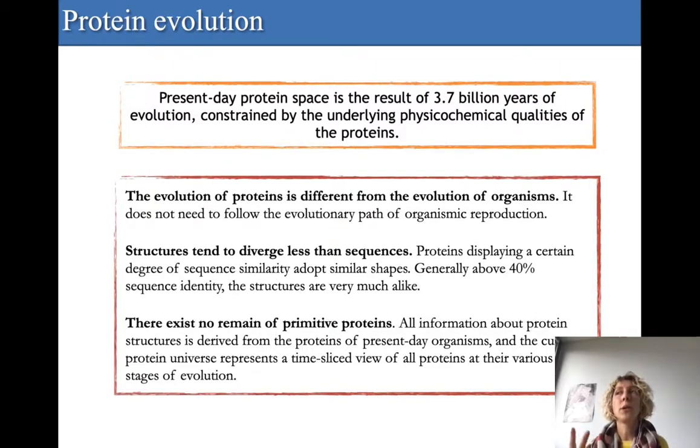If you have 2 sequences that share 40% sequence identity, they will have the same structure basically. And there remain no primitive proteins, so we are always trying to infer, trying to predict what was there before. But what we see now, even folds of ancient origins, they have evolved, and what we see is just present-day proteins, and this should be clearly kept in mind.